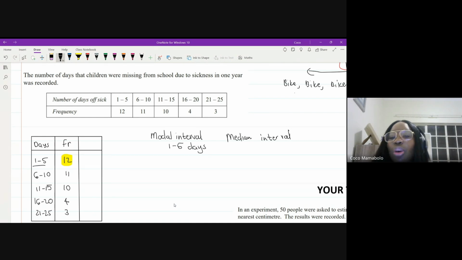All right. So let's go and find the median interval. But for us to find the median interval, we first need to figure out how many kids went off sick. How many kids actually went off sick? 40 kids, right? So 12 plus 11 plus 10 plus 4 plus 3 is 40 kids. Which 2 kids would mark the middle point? Kid number what and kid number what?